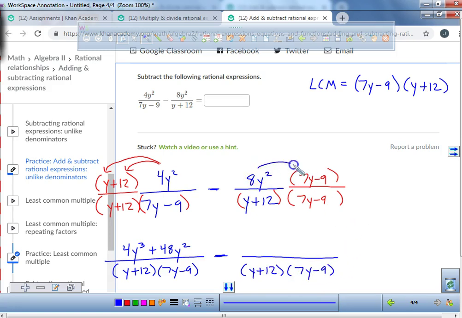So now all I have to do is multiply the 8y squared to both of those terms. So 8y squared times 7y is a total of 56y cubed. 8y squared times a negative 9 is negative 72y squared. Whenever you subtract, I would suggest putting in parentheses to know that you need to subtract both of these. You have to subtract this one, and you have to subtract this one.